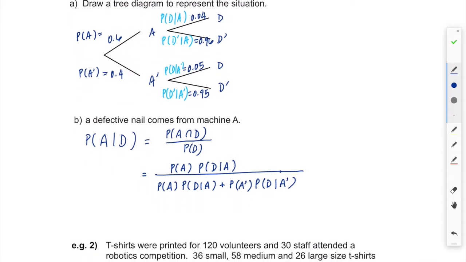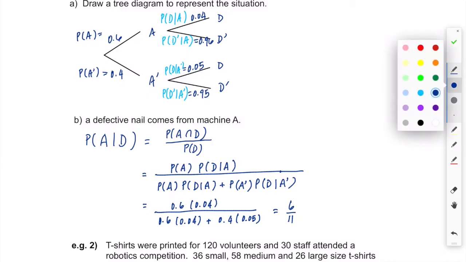I need a little bit of room here. So what have we got? We have 0.6 times 0.04 over 0.6 times 0.04 plus 0.4 times 0.05. Okay. Using my calculator, I have 6/11.